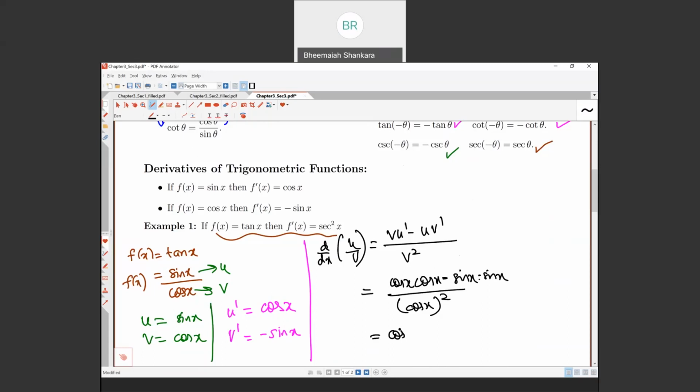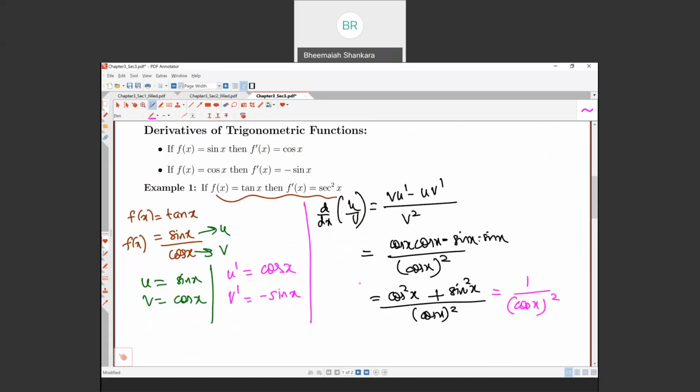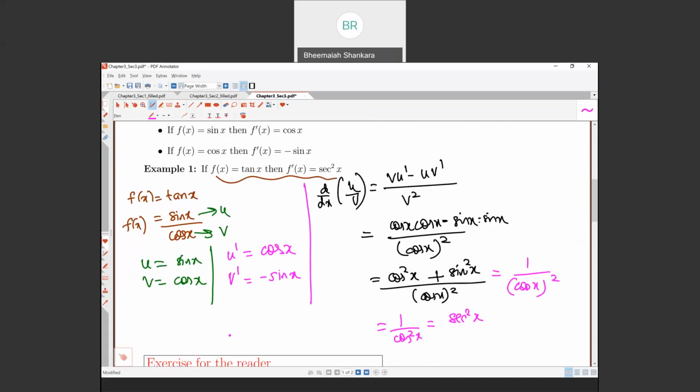So cosine times cosine is cosine squared. Negative times negative is positive. Sine x times sine x is sine squared x, divided by cosine x squared. So cosine squared plus sine squared is 1, divided by cosine x squared. So 1 over cosine squared x. The reciprocal of 1 over cosine is secant, so you can write it as secant squared x. So we started with the derivative of tangent, and all we have is secant squared x. And that's what we were asked to prove here. If the function is tangent, then the derivative is secant squared.